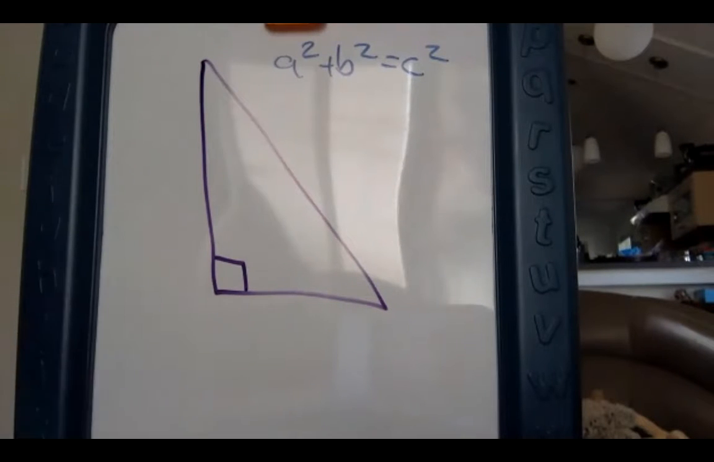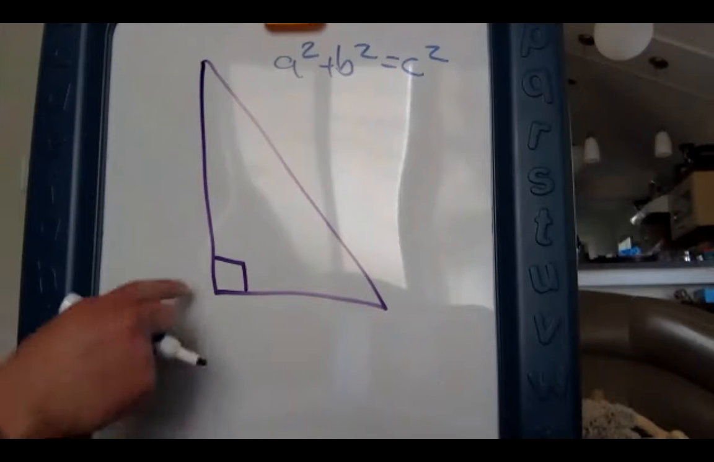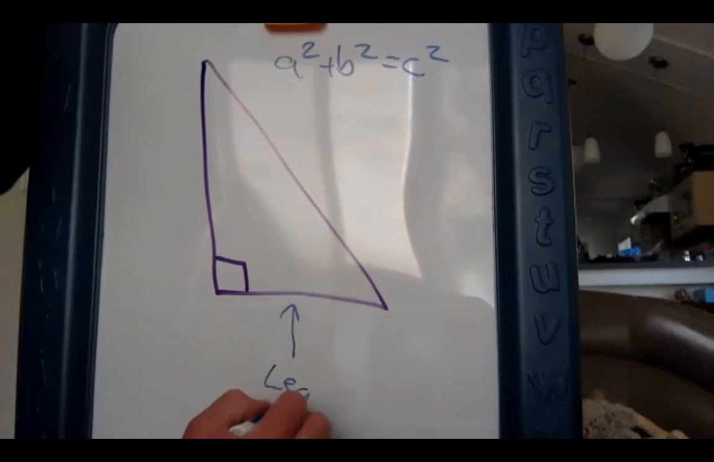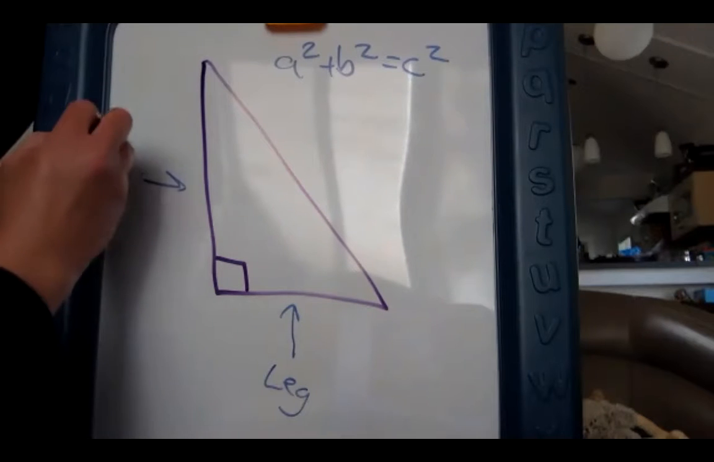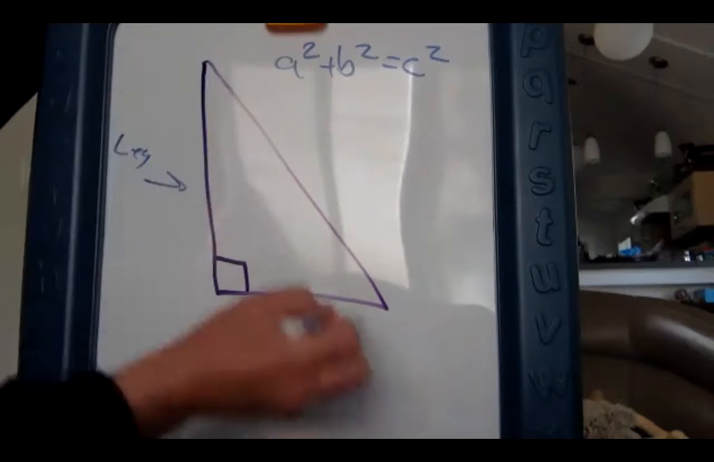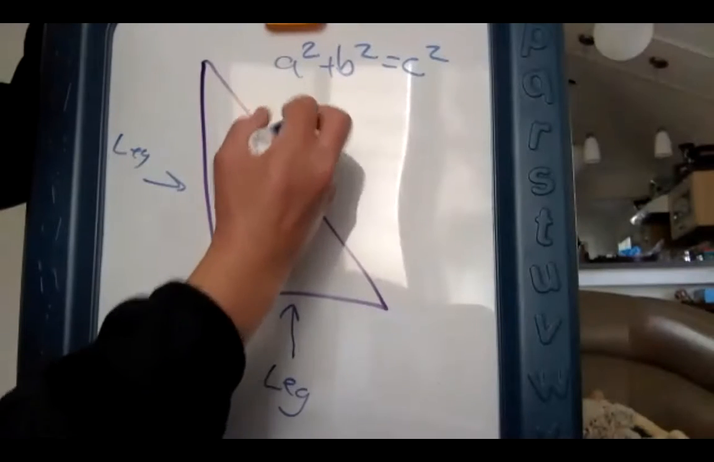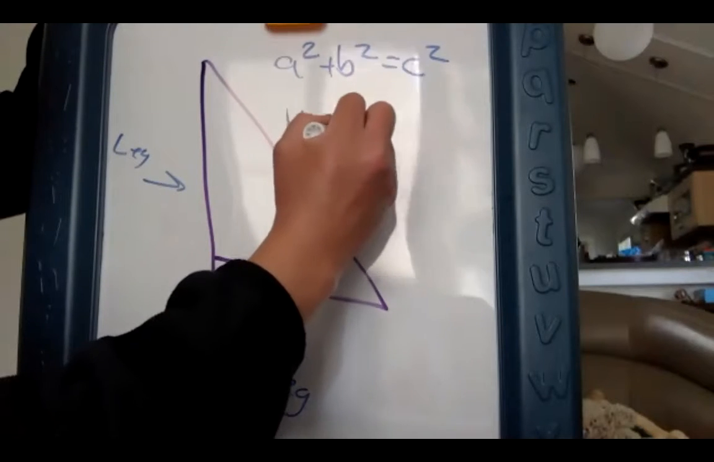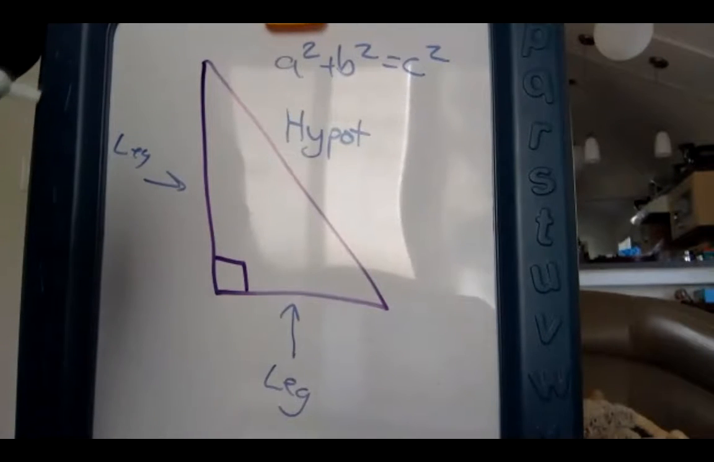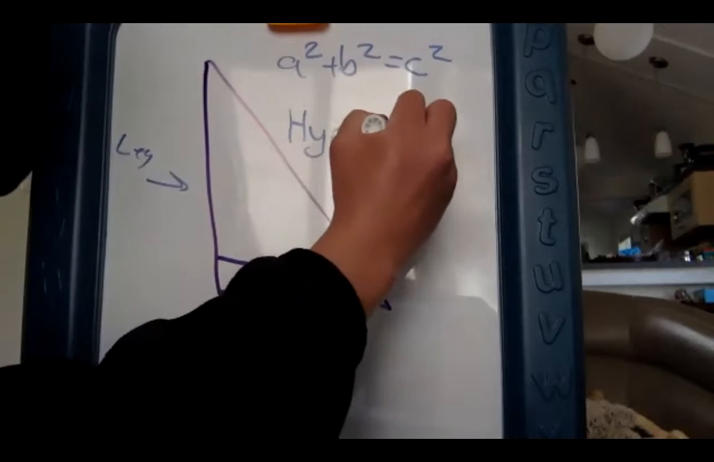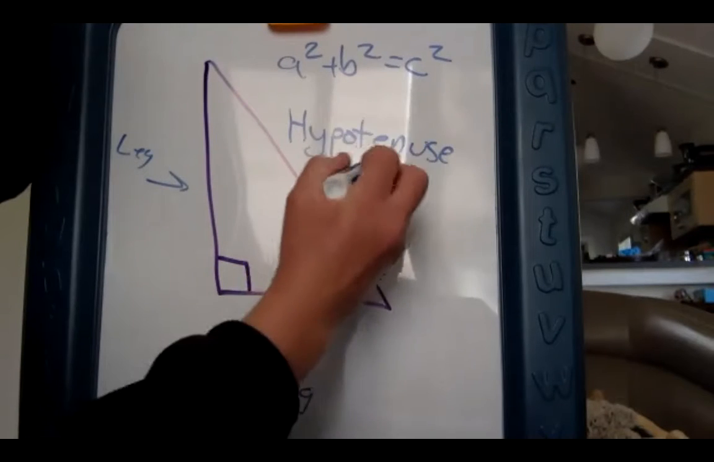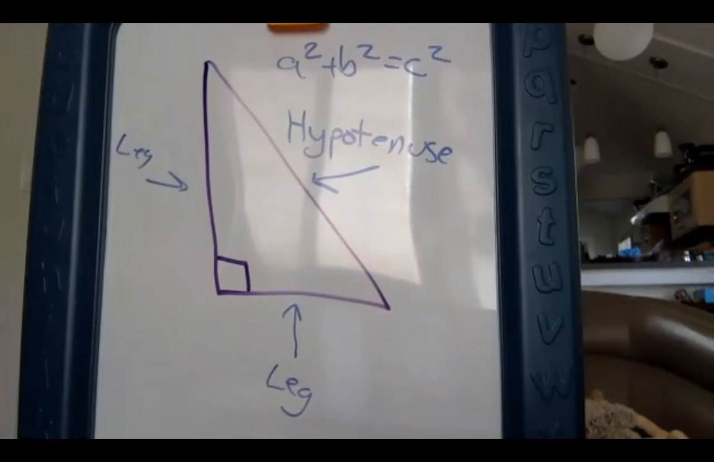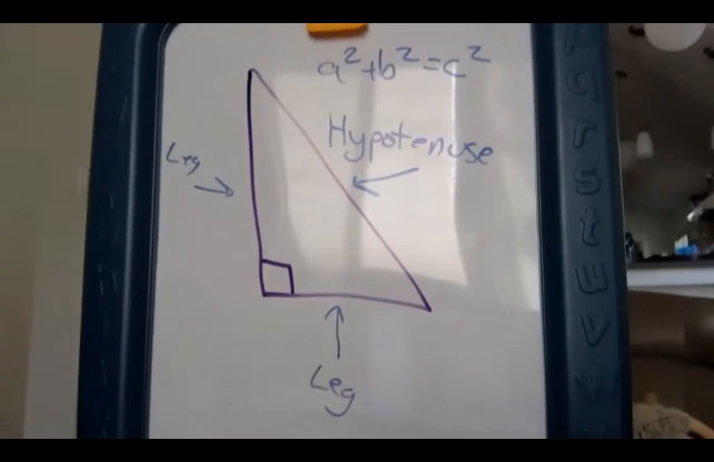So you have a couple different things on the triangle. You have two legs, so this is called a leg, and I would write this down somewhere. That's a leg, this is a leg, and the longest part of the triangle is called the hypotenuse. H-Y-P-O-T-E-N-U-S-E, hypotenuse. So that longest side of the triangle is called the hypotenuse.